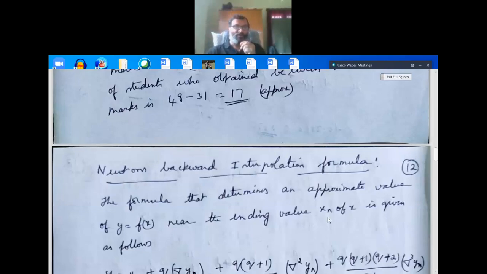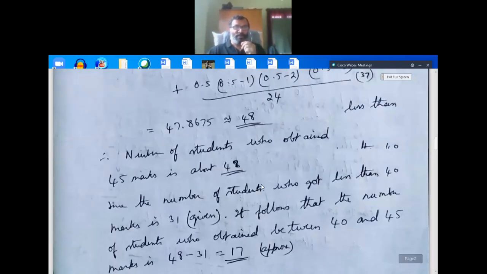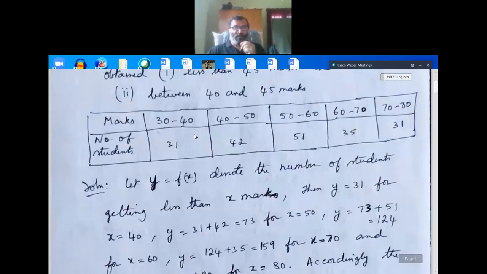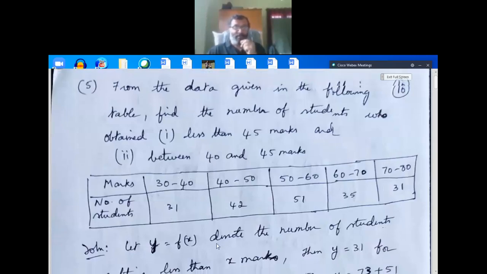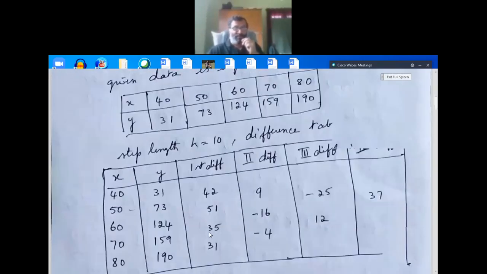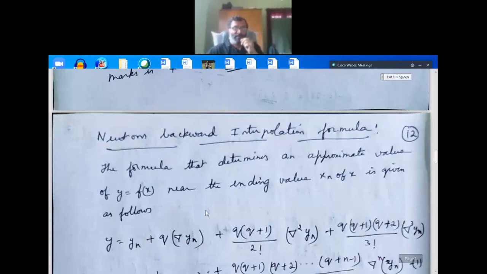You have seen all the questions. In this question they have asked less than 45 marks, and between 40 and 45 marks, which are in the beginning. But if they ask in the last stage, in xn, then it comes under backward interpolation. That is the meaning of this sentence: the formula that determines an approximate value of y equal to f of x near the ending value, the last value, xn, is given as follows.